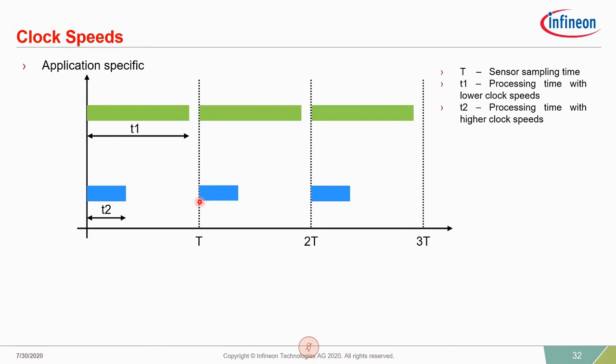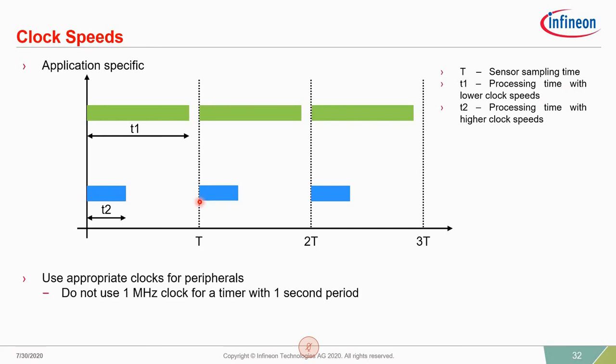And something similar to that is to use appropriate clocks for peripherals. And in my application, if you see, I have used a timer with 1 second period. Now for this, if I use a 1 megahertz clock, then it is basically an overkill. So we need to ensure that we set the highest clock dividers and clock prescalers that we want in the application.